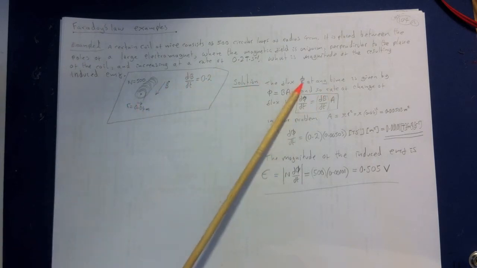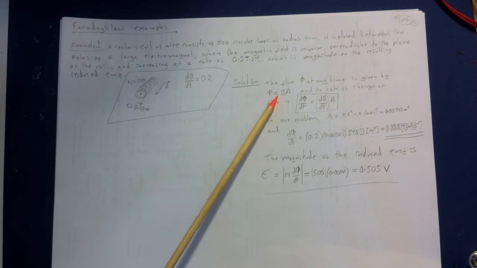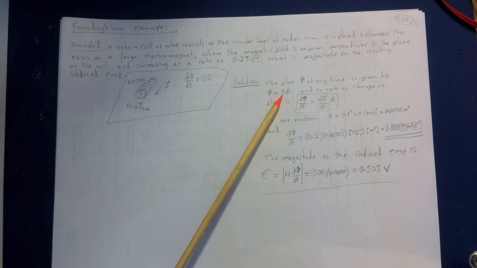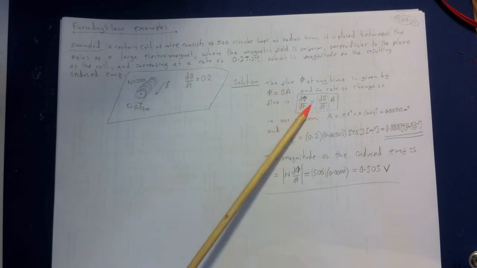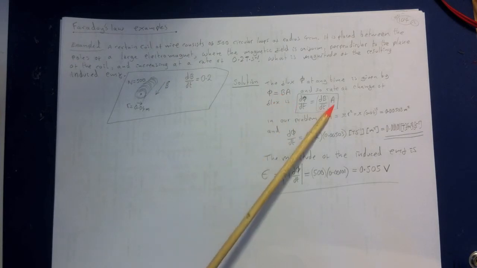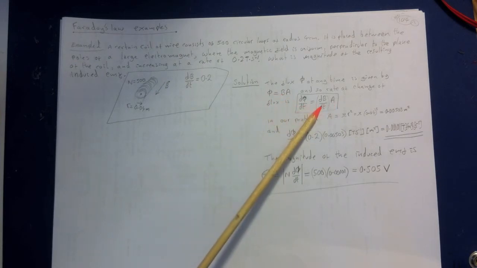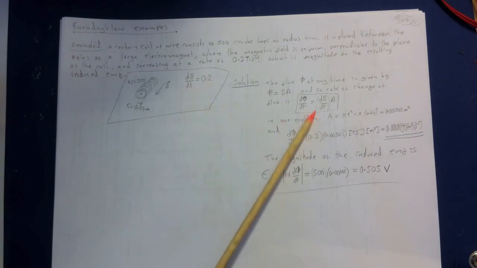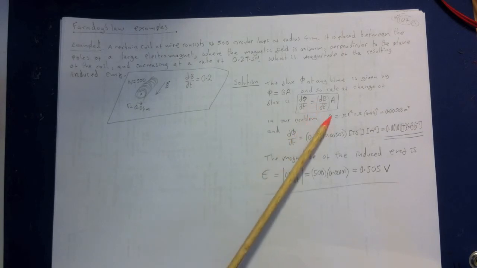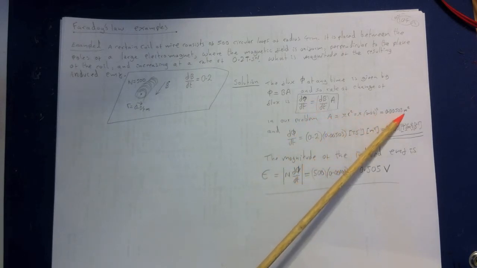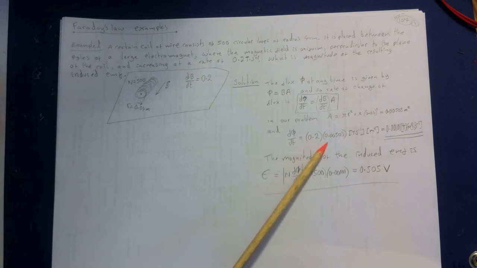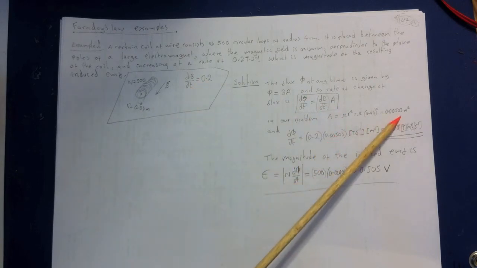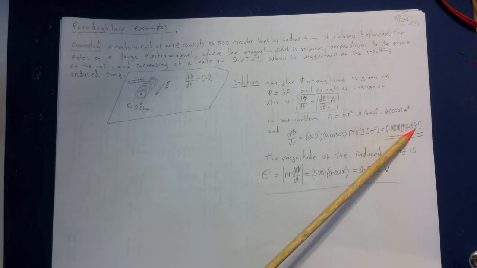So, solution: the flux at any time is given by the flux equals the magnetic field density, which is flux per unit area, times the area. The rate of change of flux is d phi by dt equals the rate of change of that. The area is constant, and we're dividing through by dt here. We've already said that the field is increasing at 0.2 Teslas per second, so we can just plug that in. And A is simply pi r squared, so we can plug in that value. 0.2 times this gives us 0.001 Teslas meters squared per second.